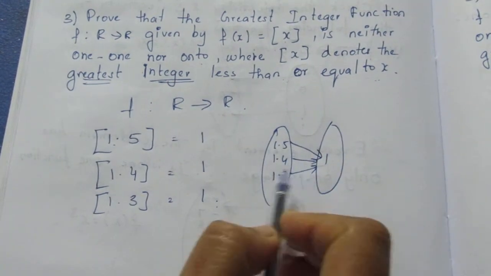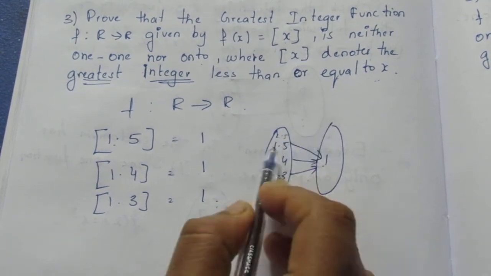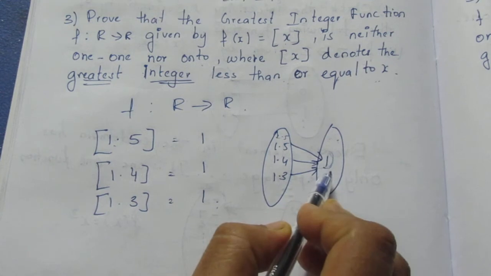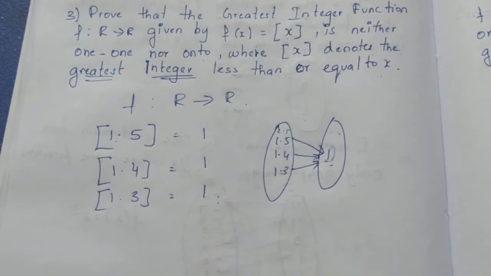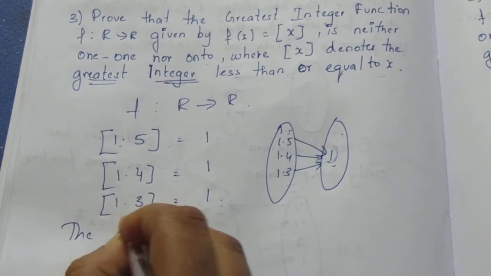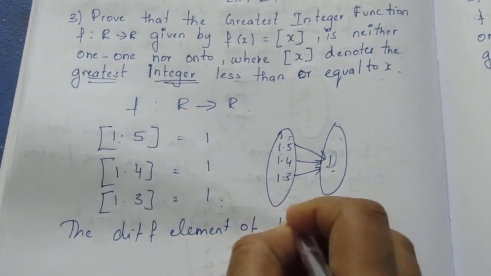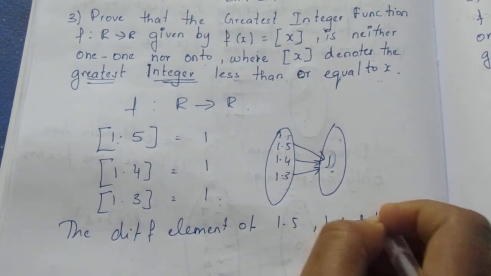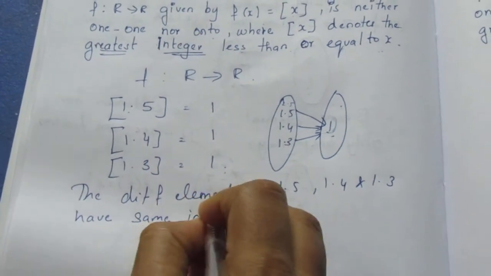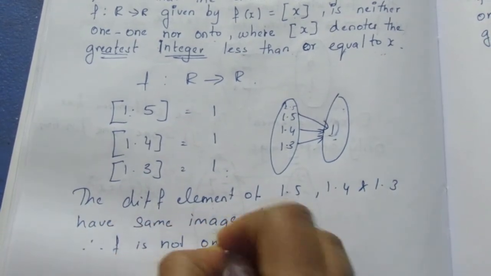This is not a 1-to-1 function because every element goes to 1. If I take 2.5, then it goes to 2. Same 2.4, it goes to 2. So one element in the codomain has many pre-images in the domain. So you can write it as: the different elements 1.5, 1.4 and 1.3 have the same image 1. Therefore f is not a 1-to-1 function.